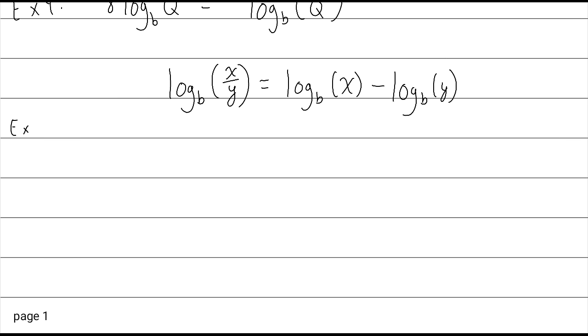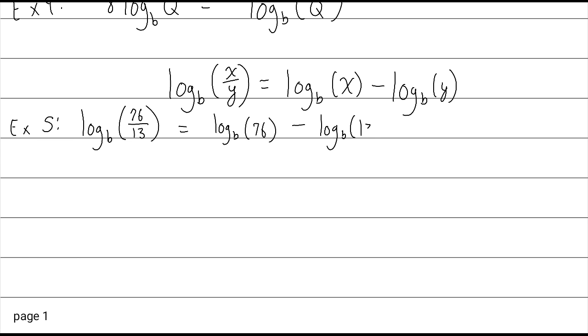So example 5 here. Let's write out log base b of 76 over 13. Let's say I want to expand that out. That'd be log base b of 76 minus log base b of 13. It's really not difficult. You're just applying the rule. Or let's go in reverse here. Let's say I had natural log of a minus natural log of b, and I didn't want to deal with all those natural logs, and I want to write it out as one. Well, I can write that out as natural log of a over b.